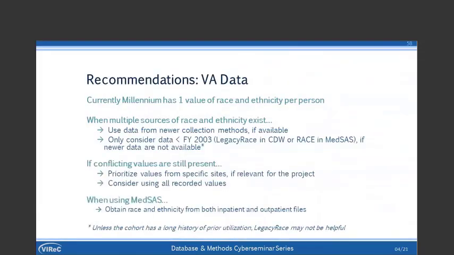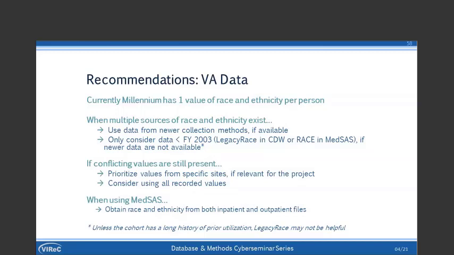So what are the recommendations for addressing these quality issues? The first thing that we need to note is that, with the change to the Cerner health record and getting the data on our Millennium data, things are going to change. Currently, Millennium has one value of race and ethnicity per person, so there's no issues of conflicting information by site or multiple values per person in the data that we're getting currently from Millennium.